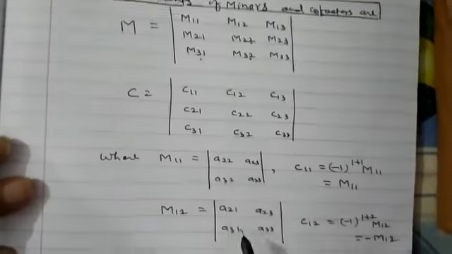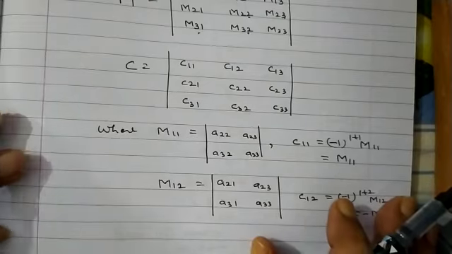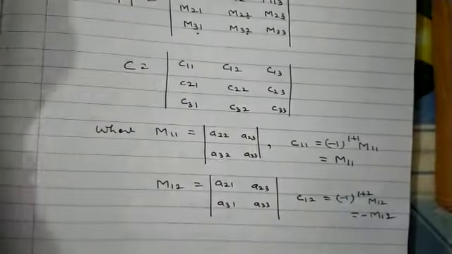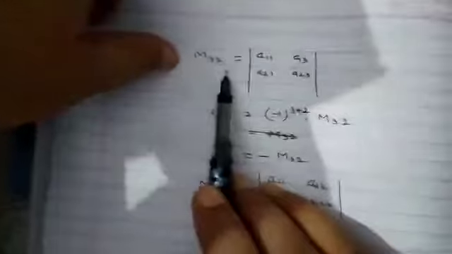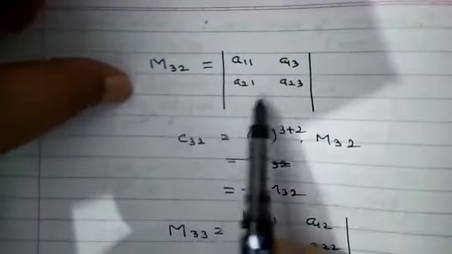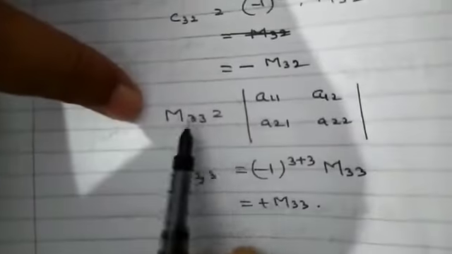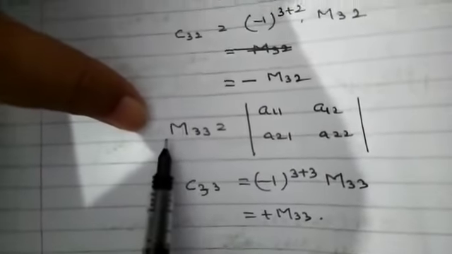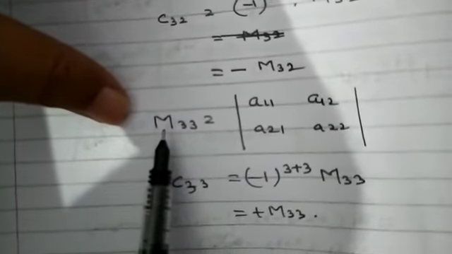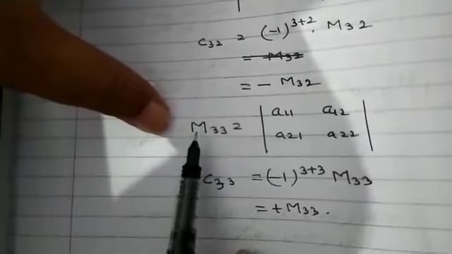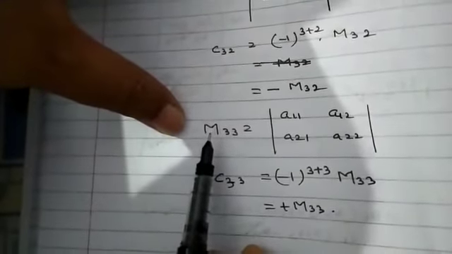Similarly, we can find the value of M12. And lastly, it will be the value of M32 and M33. So in this way, we can find the minors and cofactors of a determinant. Thank you.